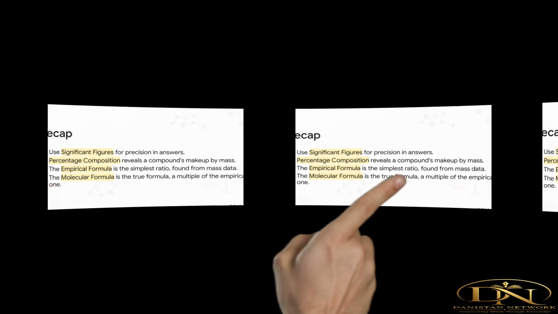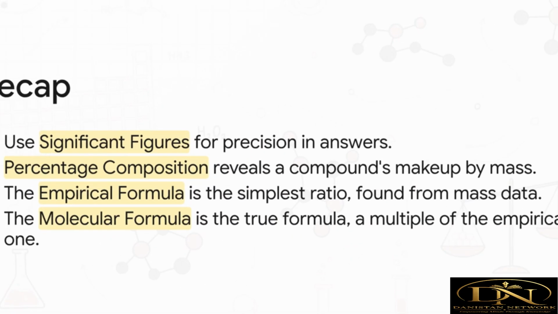All right, let's do a super quick recap of what we covered. We saw that you must use significant figures to keep your answers precise. We learned how percentage composition shows us what a compound is made of by mass. We practiced finding the empirical formula, that's the simplest ratio, from experimental data. And finally, we used that empirical formula to find the molecular formula, which is the true formula for the molecule.